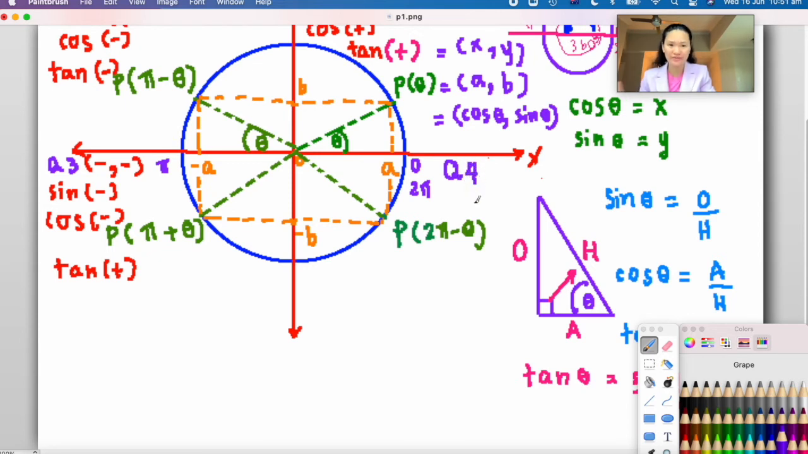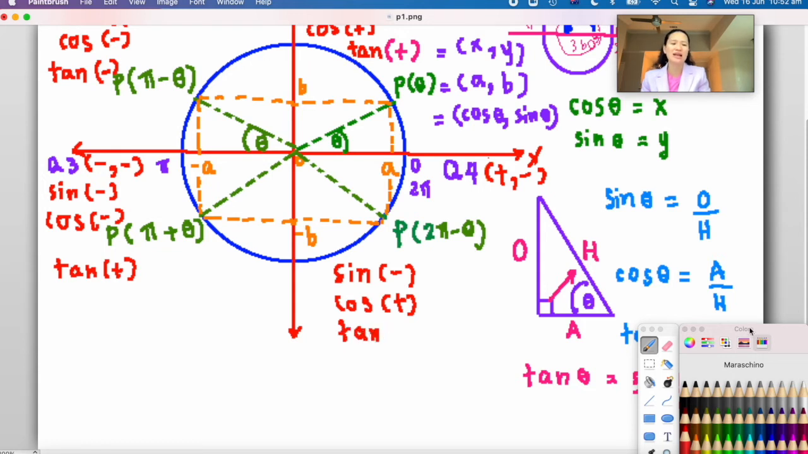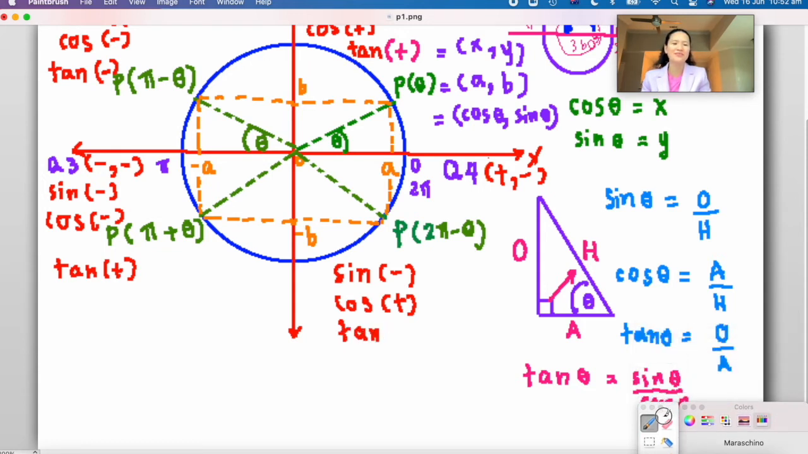Who can tell me about quadrant number 4? Yes, obviously our cos or x, we can see that our x is positive. And how about our y? Yes, it is negative. So I'm going to write down here, our sine is negative, sine is y. Our cos is positive, and our tan, again, look at this.